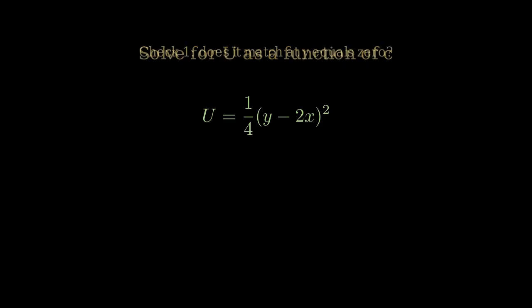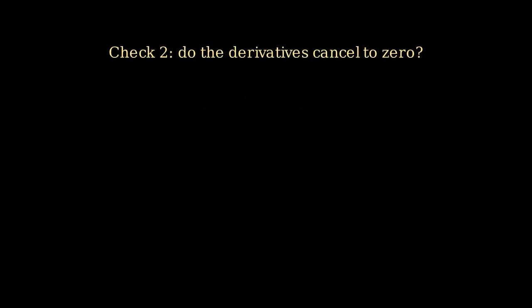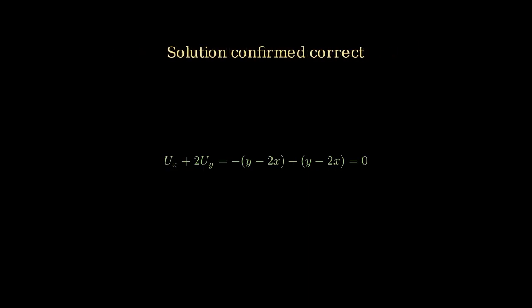Let us check this answer as we should always do. First, check the starting condition. Setting y equal to 0 gives u equals 1/4 times negative 2x, all squared, which is 1/4 times 4x squared, which simplifies to x squared. That matches what we were given. Second, if you work out how u changes with x and with y from this formula, and combine the partial derivative with respect to x plus 2 times the partial derivative with respect to y, everything cancels perfectly to 0, exactly as the original equation required, so our solution is confirmed correct.